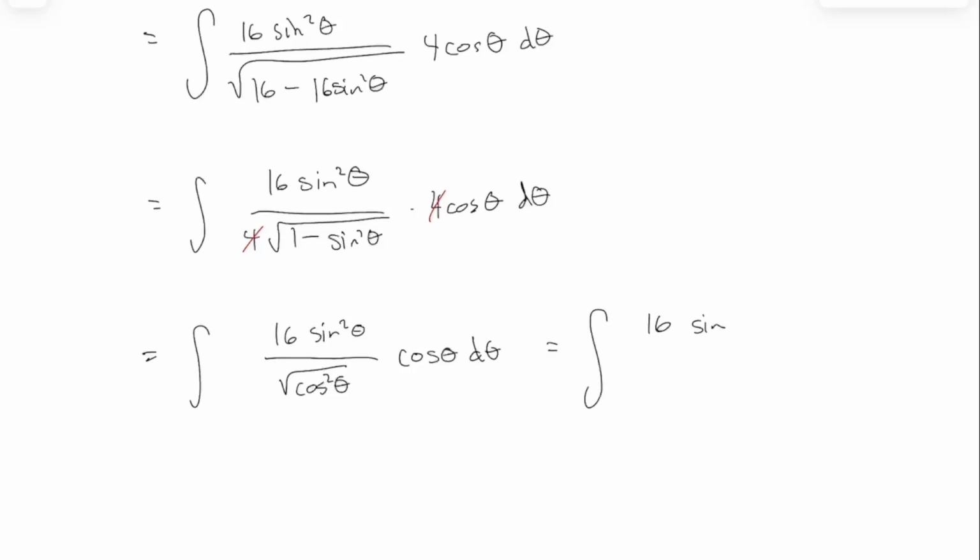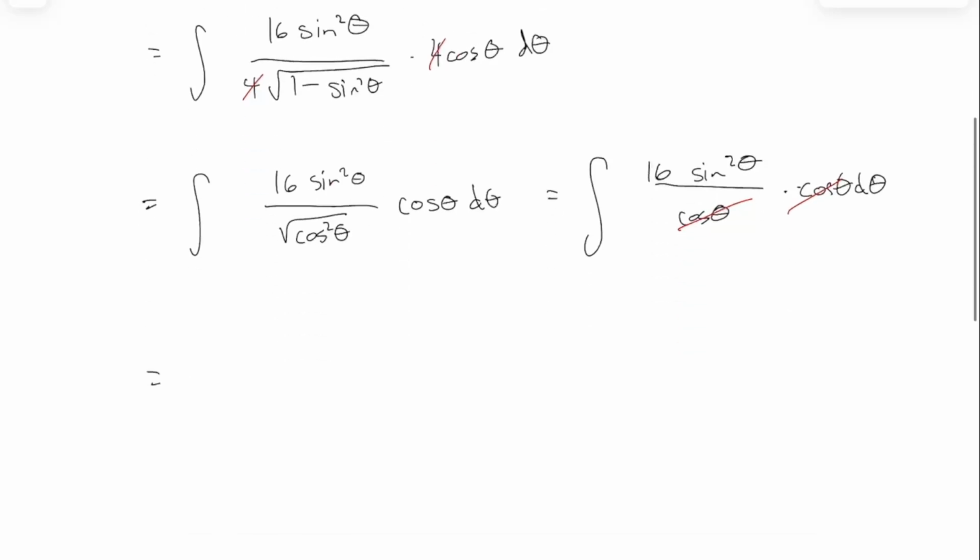But I'll write this out. 16 sine squared theta, down here cosine theta, and then over here times cosine theta d theta. These cosine thetas can cancel, and the 16 can pull out of the integral, I suppose. And now this is all we're left with. It's not going to simplify any further than that. Any ideas? How can we do this? You often will simplify as much as you can, and then you end up with just something that you have to do using one of your bag of tricks that we know already. Anyone got a suggestion for this one?